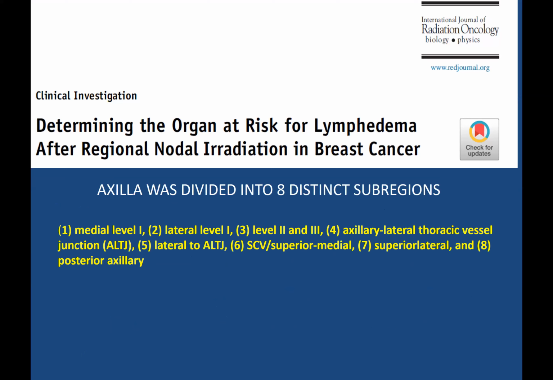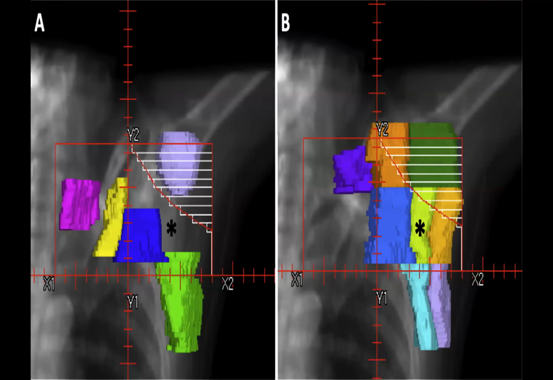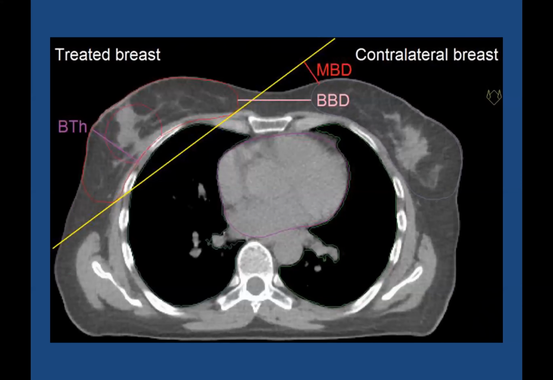Again, look into the most important point there, which is called the axillary lateral thoracic wall junction, which is considered an important area where the dose to this region was associated with more lymphedema. So there is a significant dosimetric variable for the ALTJ as a critical area, which can even be included in the tangential field. If you can reduce the higher dose to this region, again, you can reduce the toxicity as much.